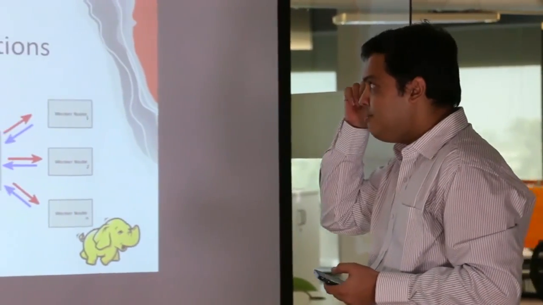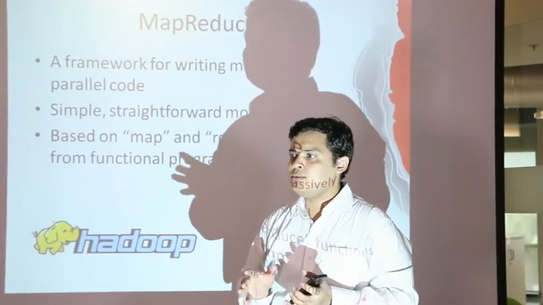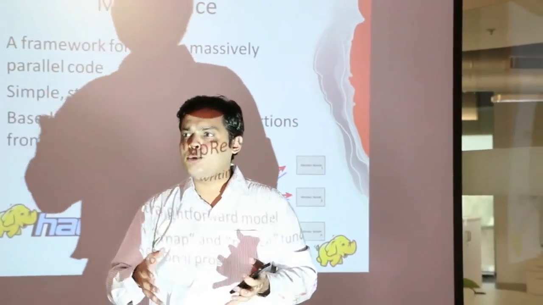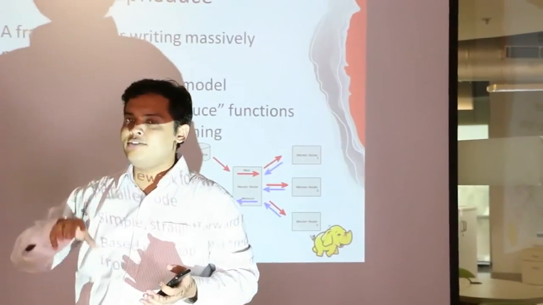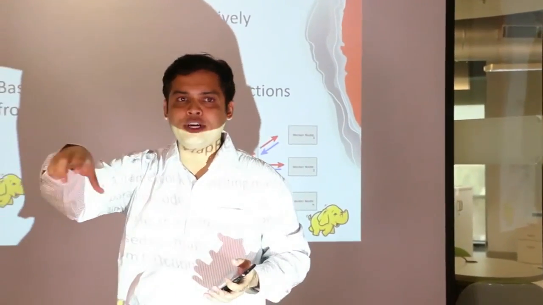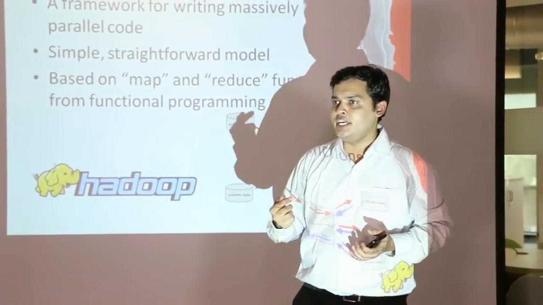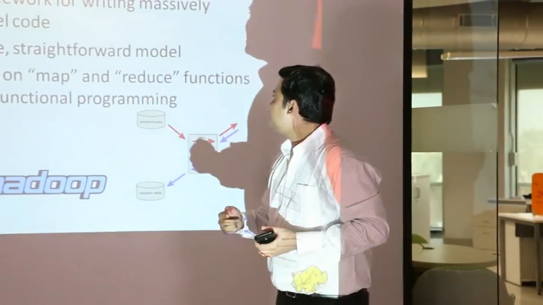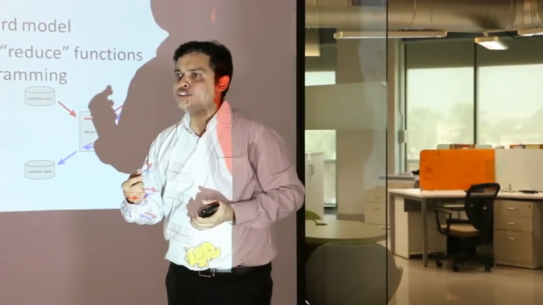Okay, so what is MapReduce? MapReduce is a framework that allows you to process your code in parallel. If I want to process 10 GB of data, and I put 5 GB on the first computer and 5 GB on the second computer, it will be much faster. This framework helps me do it more efficiently, and it's very easily programmable. That's why it's called a simple, straightforward model, based on the map and reduce concept.